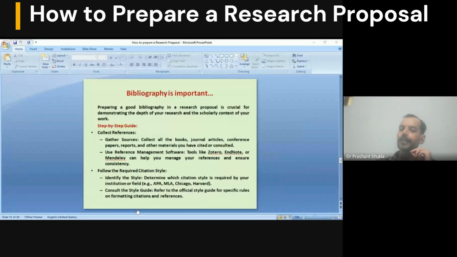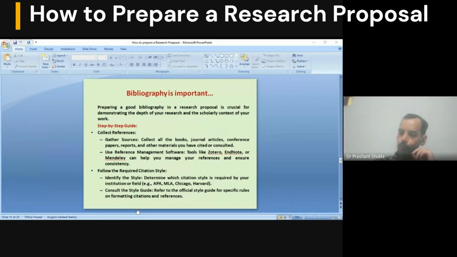In the second reading, I go for the argument provided by the research scholar. And then in the final or third reading, I try to evaluate the proposal critically. So as you can see, the bibliography is analyzed in the very first reading. So make sure that your bibliography is appropriate.